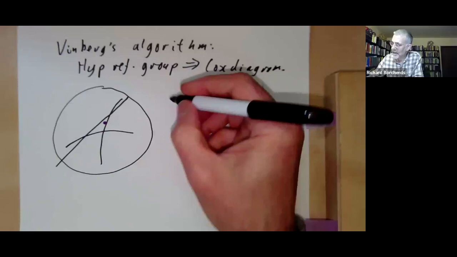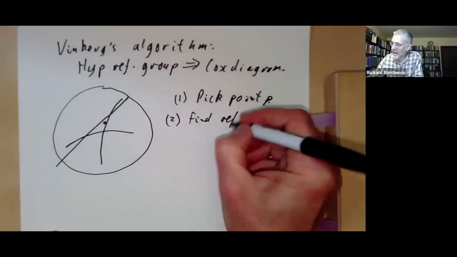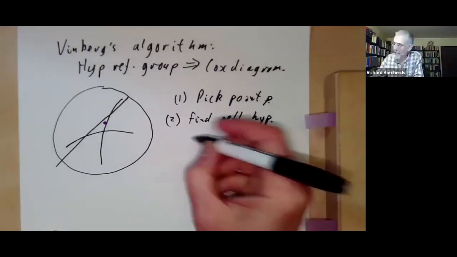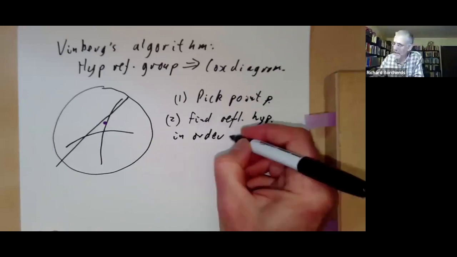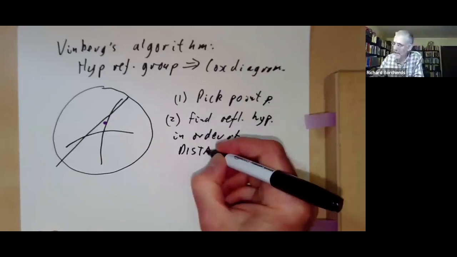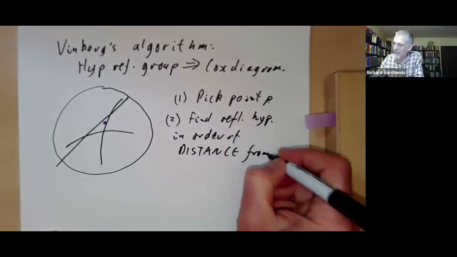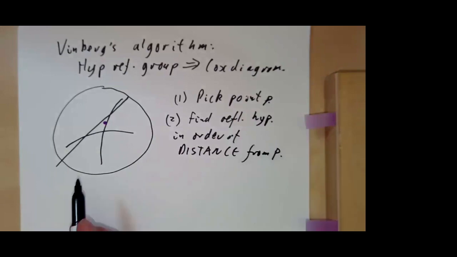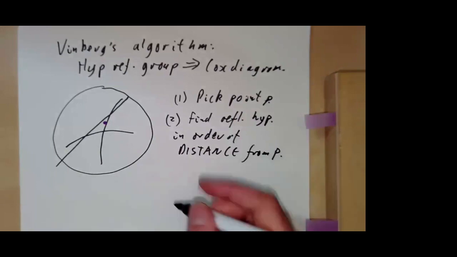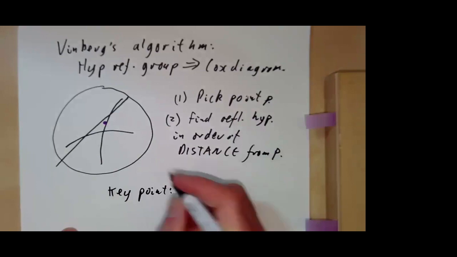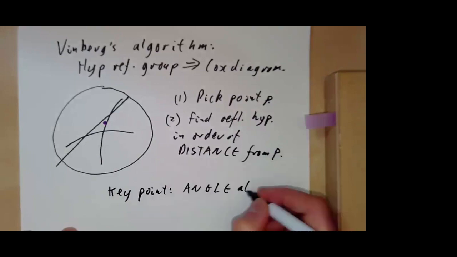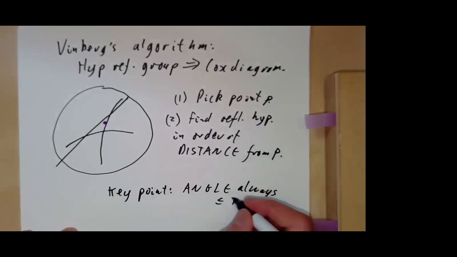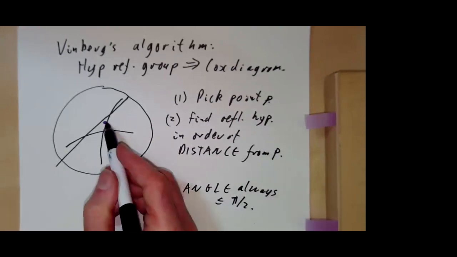We find the reflection hyperplanes in order of the distance from point P. And the key point is the angle is always less than or equal to pi over 2. So you first find the first hyperplane, then the second one, and so on.